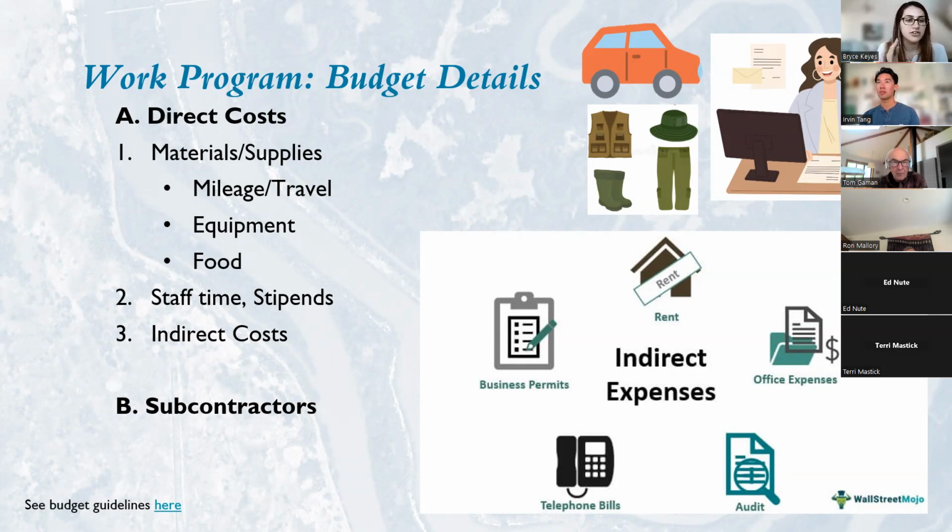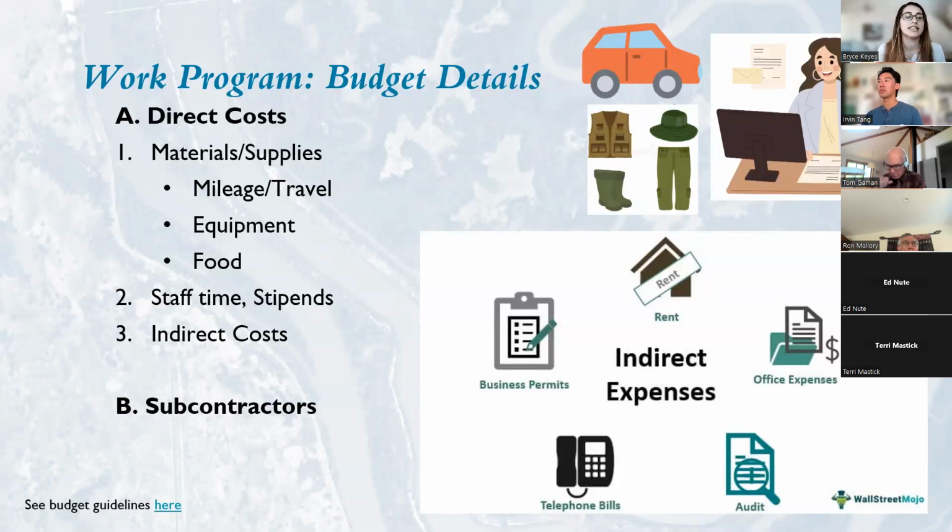Okay, and then also for direct costs, you're going to have any kind of mileage or travel that you plan to do as part of this grant. You'll list out also any food. If you want to purchase food for community engagement workshops, you can do so. Just let us know in this section.